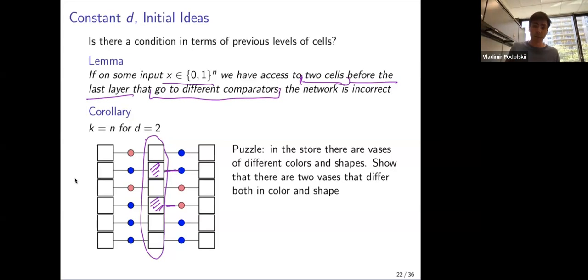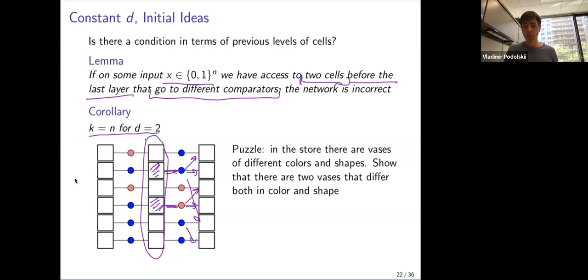On this picture, if I have access to two different cells that go to different comparators, this one in blue and this one in red, then this network cannot work correctly, because this would mean that I have access to two cells on the output layer, right? Because of this I will have access to one of these things, and because of this one I will have access to one of these things. I do not know which one, but this is obviously access to two different cells on the output. Okay, hope the condition is clear. But then you can actually get from that that K is equal to N for D equals 2.